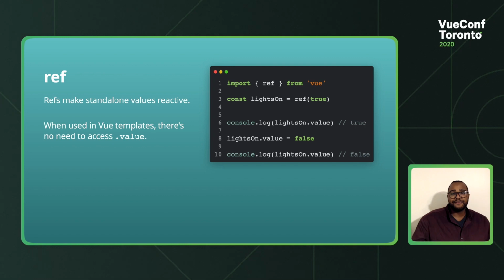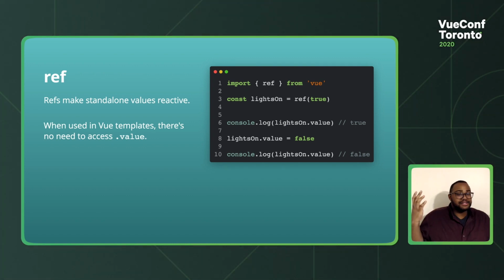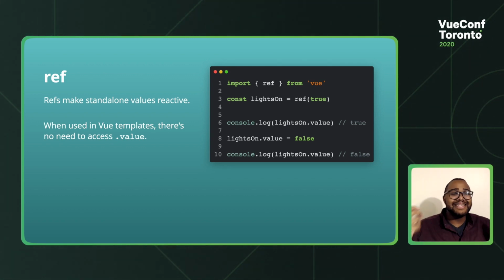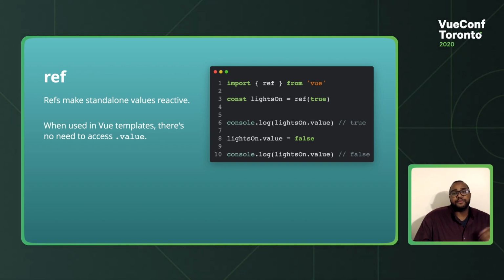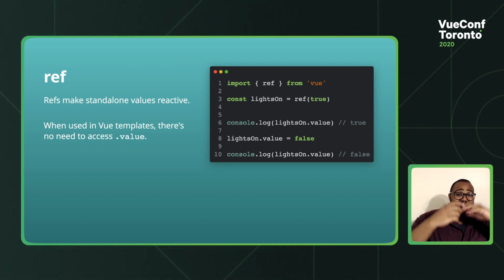So you've seen so far that every time we make something reactive, it's an object. Objects are amazing. We love objects, but sometimes you have a single value that you want to make reactive, right? And in this case, we've got a lightsOn value. And it's just a ref to the value true. The lights are on, right? We can console.log lightsOn, and we get true. And we can set it to false, console.log it again, and now it's false.